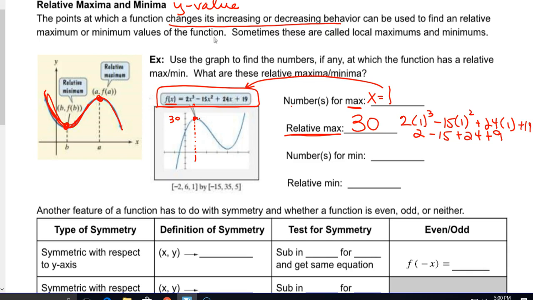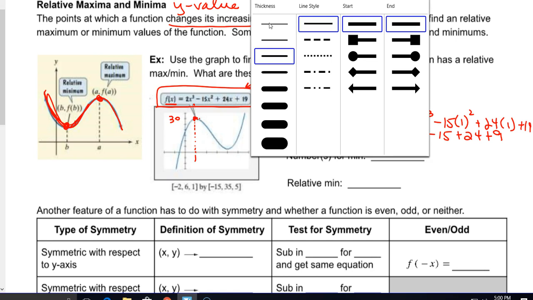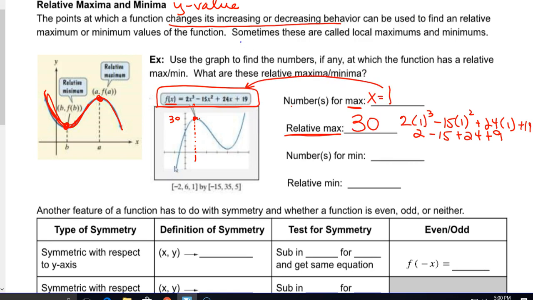Okay, now let's change directions and find the minimum that they're asking for. Notice we increase and we decrease, but what minimum occurs when we decrease and then we increase? That's going to occur right here at 2, 3, 4. So at x equaling 4, I have a minimum. And what is that minimum going to be?